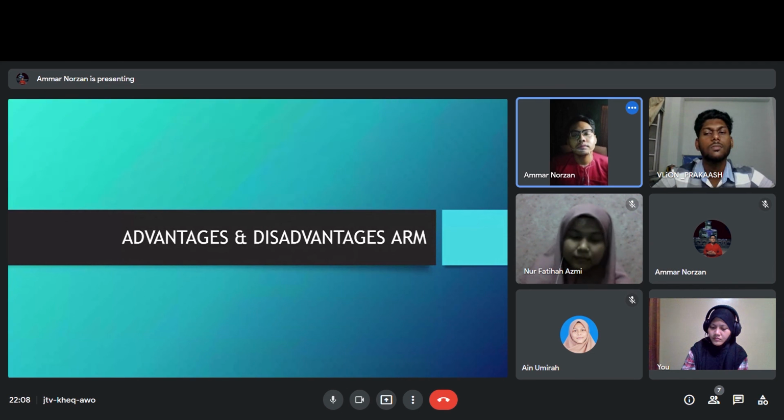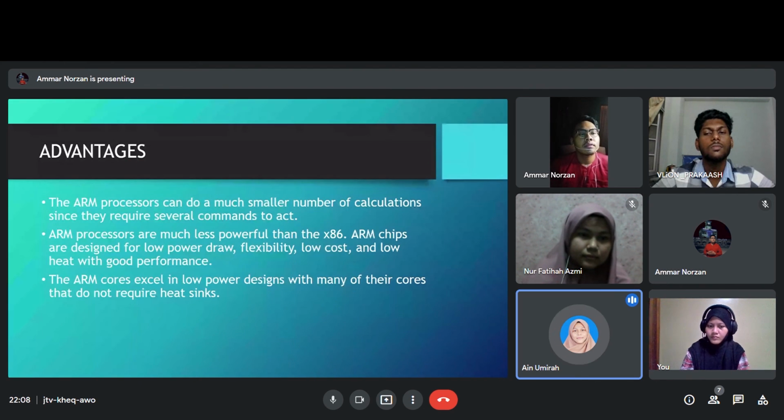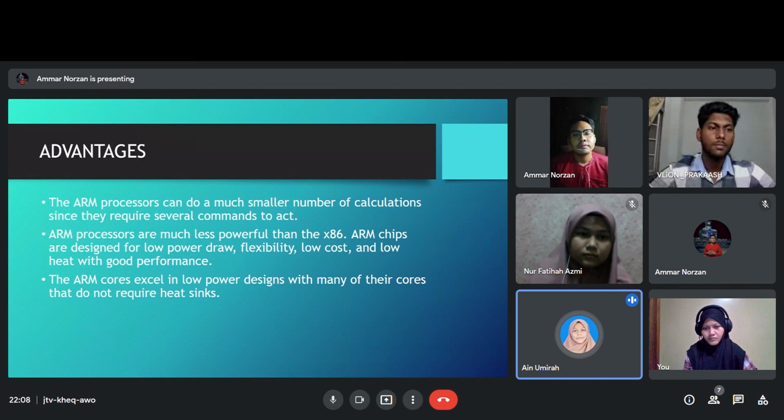So next, we will be presenting the advantages and disadvantages of the ARM processor, led by Mrs. Ain. Alright, let's see the advantages and disadvantages of ARM. The first one is the advantage. The ARM processor can do a much smaller number of calculations since it requires several commands to act. ARM processors are much less powerful than X86. ARM chips are designed for low power draw, flexibility, low cost, and low heat with good performance. The ARM cores excel in low power design, with many of their cores not requiring a heat sink.